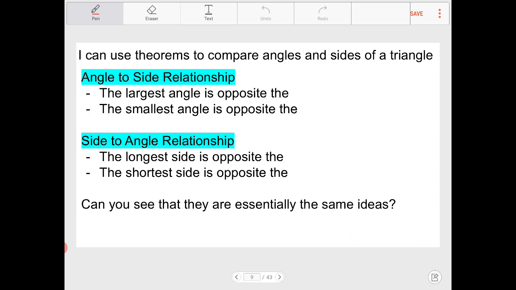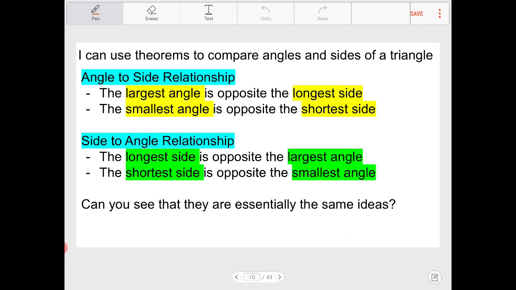The largest angle is always going to be opposite of the longest side, and the smallest angle will be opposite of the shortest side. Same thing could be said in reverse. The longest side is opposite of the largest angle, and the shortest side will be opposite of the smallest angle. Again, I do not encourage you to memorize this verbatim, but instead try to understand this intuitively so that you do not have to memorize this by rote.